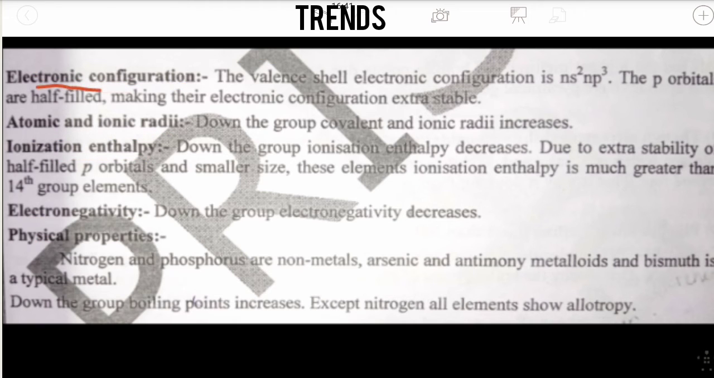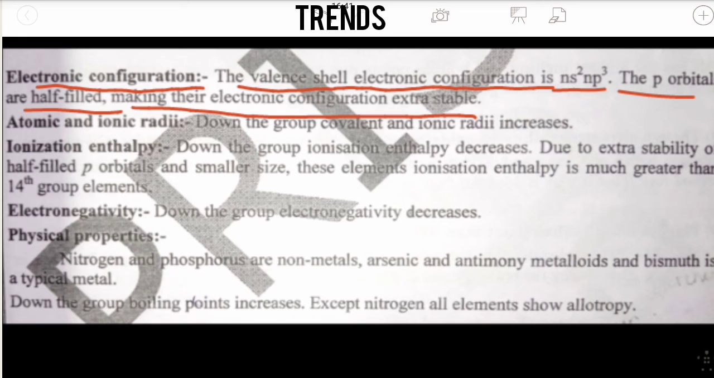The first one is electronic configuration. The valence shell electronic configuration is ns2 np3. The electronic configuration of the nitrogen family is ns2 np3. Here the p orbitals are half filled, making their electronic configuration extra stable.